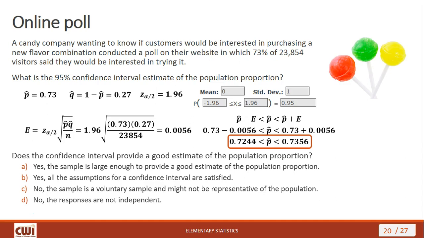Now, does the confidence interval that we've calculated provide a good estimate of the population proportion? You have 4 answers here. I'll give you a moment to read them over and make your decision.